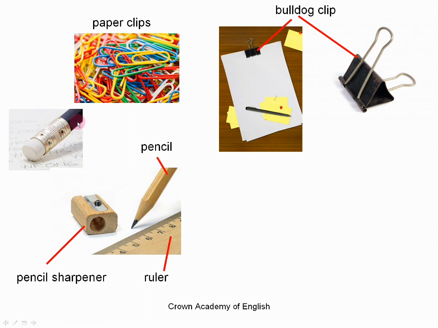And this is a photograph of the top of a pencil. You can see this is the pencil, and this is the top of the pencil. And this white part is called an eraser. Okay, an eraser. Now, an eraser is used to correct mistakes. So if we wanted to delete a word or to remove a word, we use an eraser.